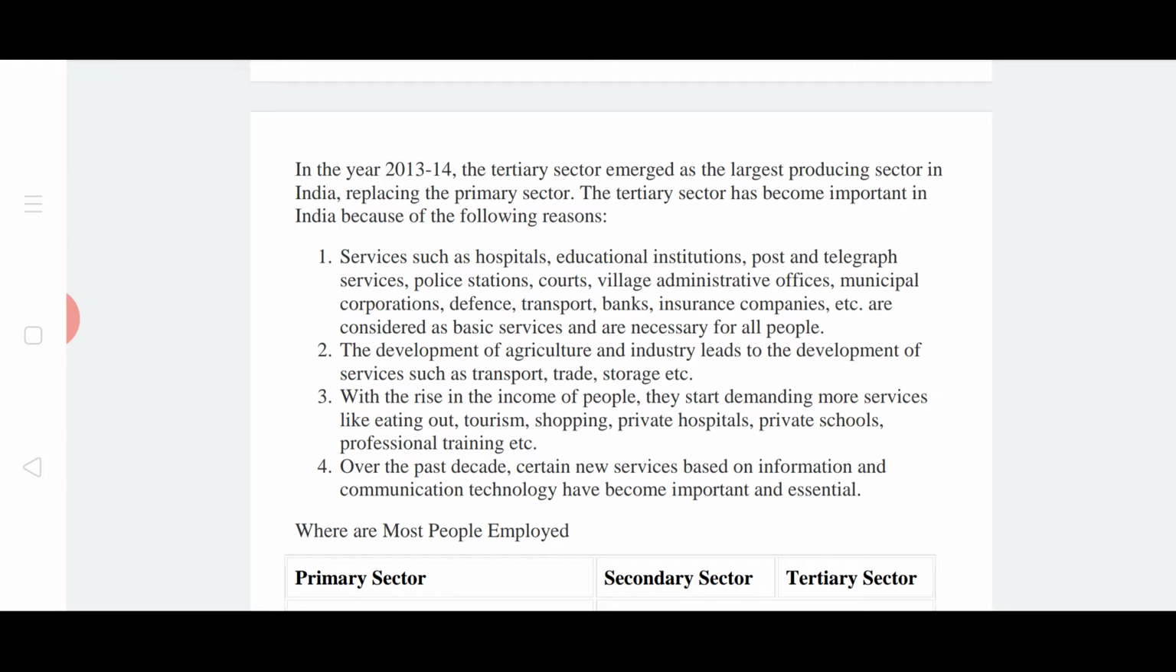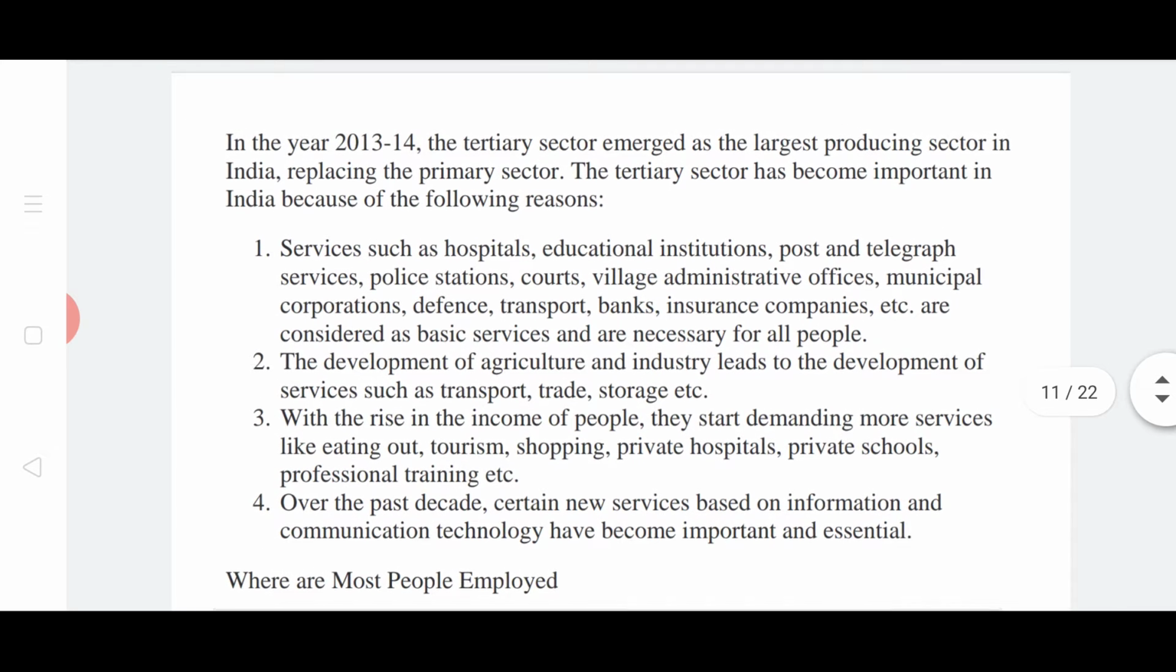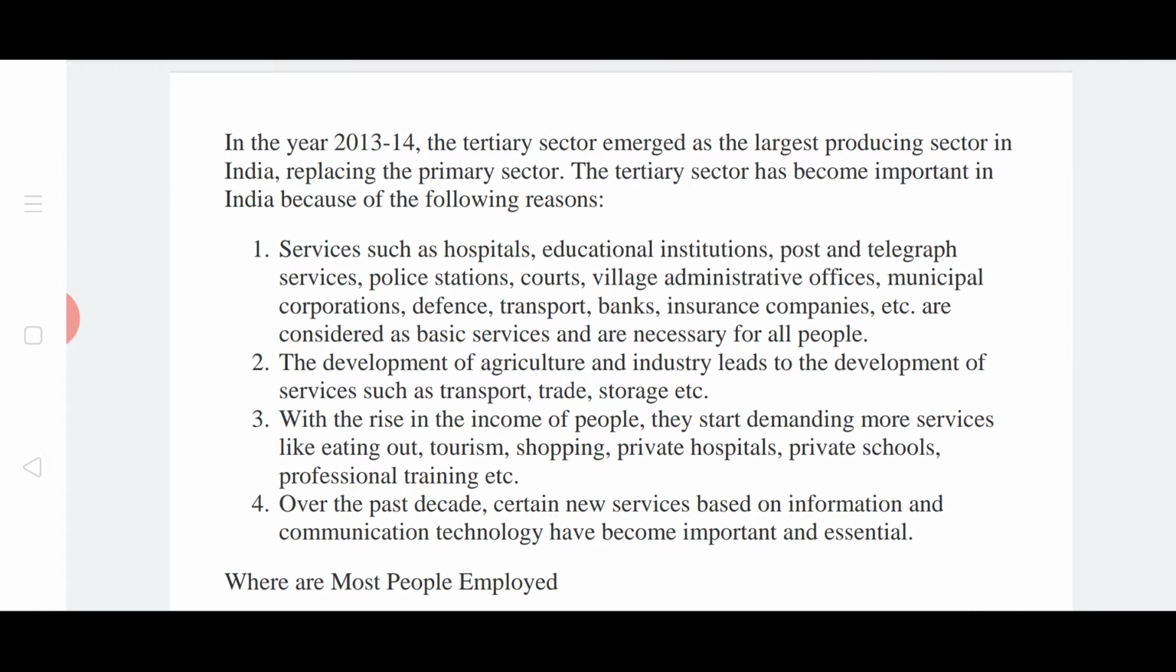Now we see here that in the year 2013-14, the tertiary sector emerged as the largest producing sector in India, replacing the primary sector. Thus, the tertiary sector has become important in India because of the following reasons. We know very well that the population is increasing day by day, agriculture production is increasing, but its percentage in GDP is decreasing. But overall the agriculture sector is growing, in the sense that total output of the agriculture sector is increasing due to the use of insecticides, pesticides, fertilizers, latest techniques and all.